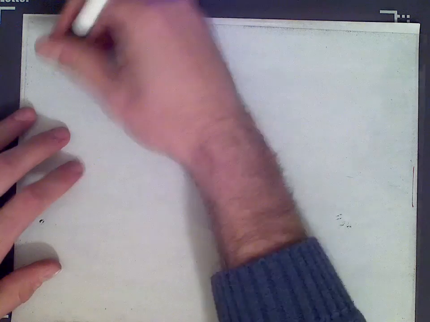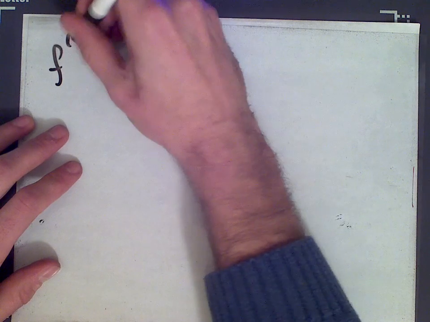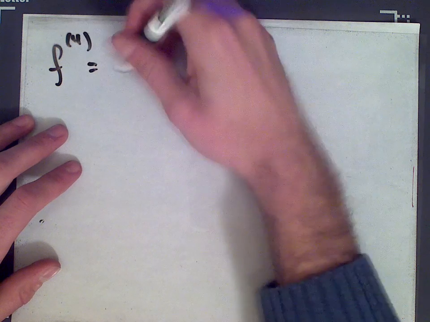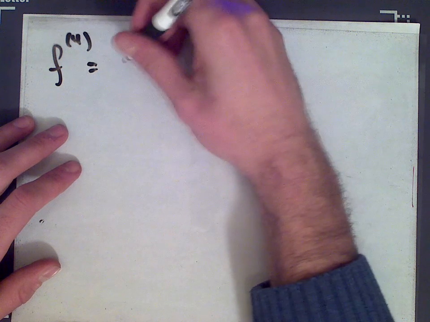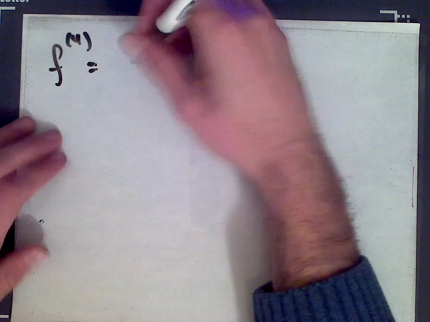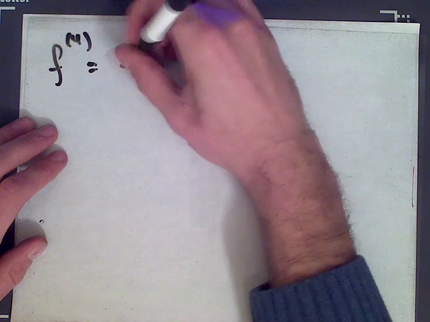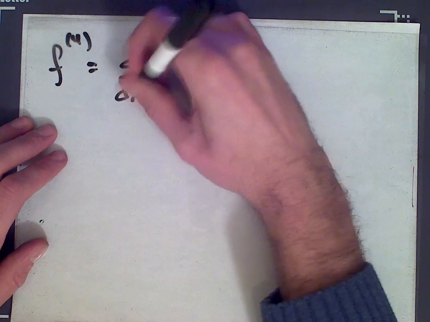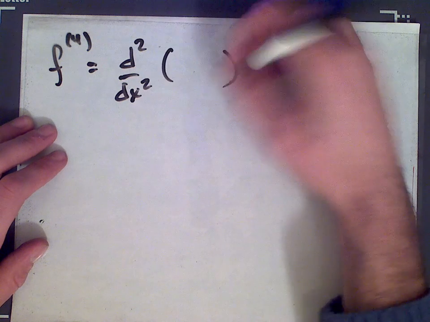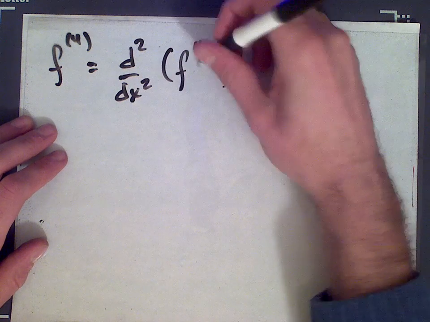is going to be here. So say we wanted to take the fourth derivative. Well, this is going to be the second derivative of the second derivative. So let me write it this way. So it's the second derivative of the second derivative.